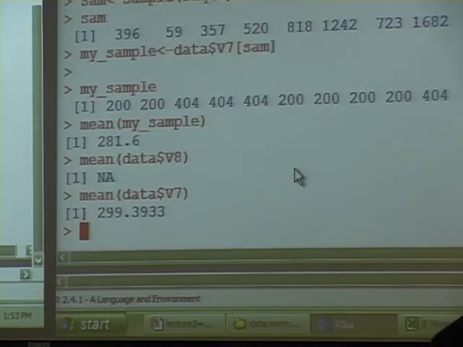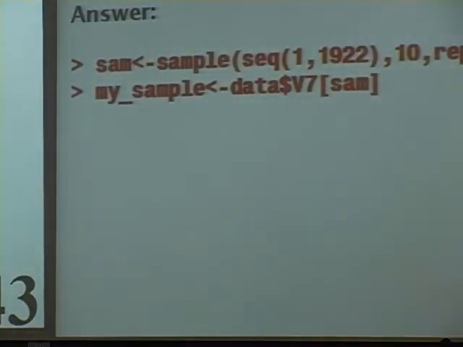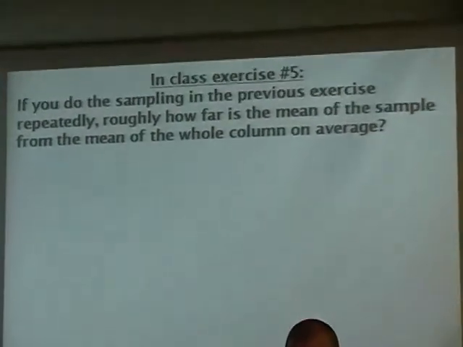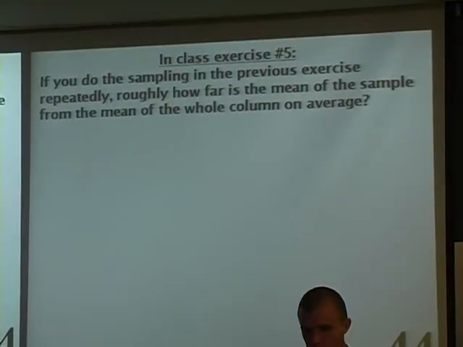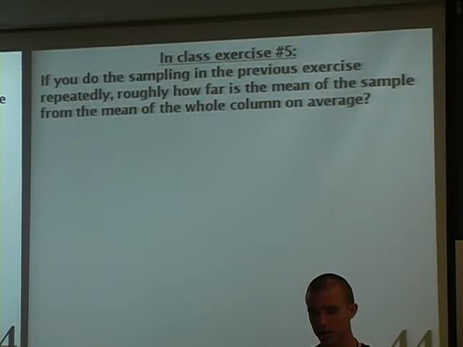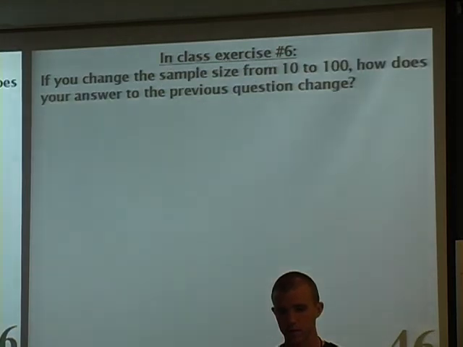One thing I'll talk about, let me get back to the slides here. So that's how we take a sample of 10. The next thing says, if you do the sampling repeatedly, how far is the mean of the sample from the mean of the whole column on average? If you do that repeatedly, and I think we'll do this next time, we can see how far the sample mean differs from the true mean. I'll put up a loop next time to do that, but you're off by about 20 or 30 on average. And then we'll increase the sample size from 10 to 100 and see how that changes.